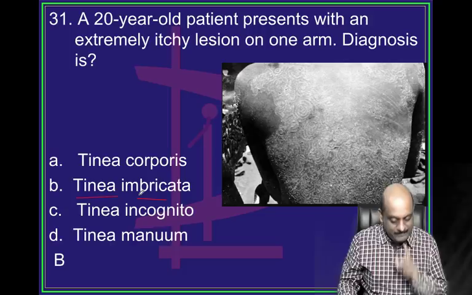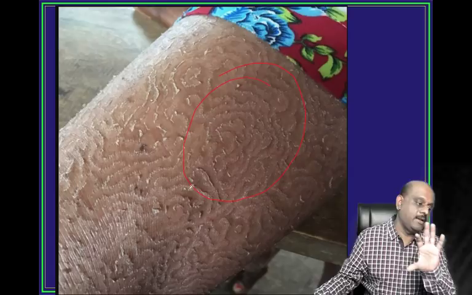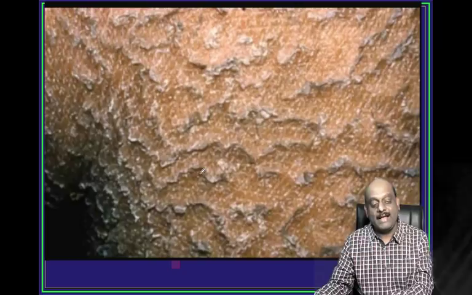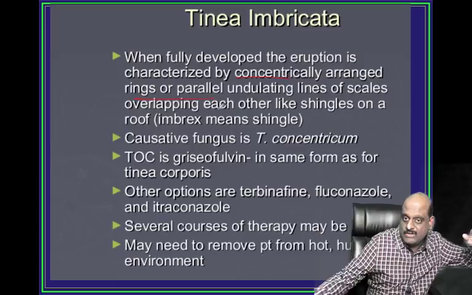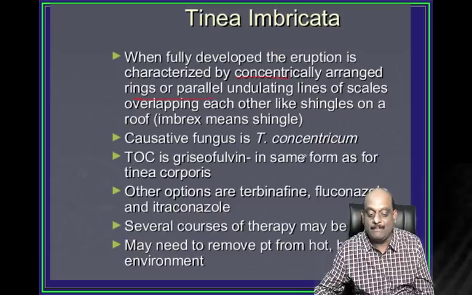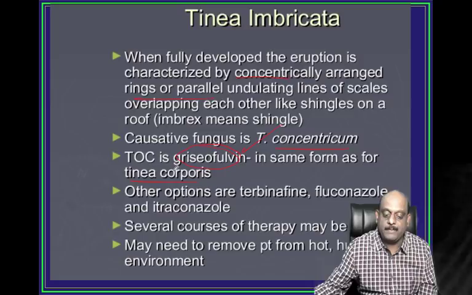So, doctor, this is how typically a ring, ring, ring kind of lesion looks, which is called tinea imbricata. This is another example, classical pattern of a lesion in tinea imbricata. Achha bhaiya, iske baare mein batao. There will be concentrically arranged rings with undulating lines of scales. Undulating lines of scales is what you need to remember. It is tinea concentricum which leads to tinea imbricata. Treatment of choice is griseofulvin, same like tinea corporis. You can also give terbinafine, fluconazole, itraconazole.